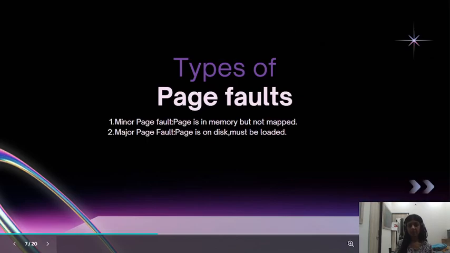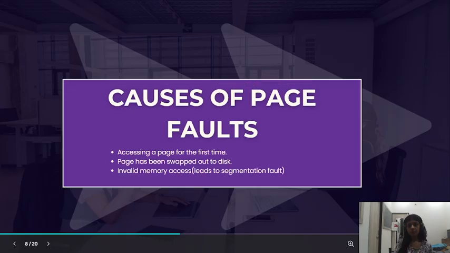There are two kinds of page faults. In a minor page fault, page is in memory but not mapped, and in a major page fault, page is on disk, must be loaded. Causes of page faults. There are many causes, but here we'll study about a few. Accessing a page for the first time, page has been swapped out to disk, invalid memory access.